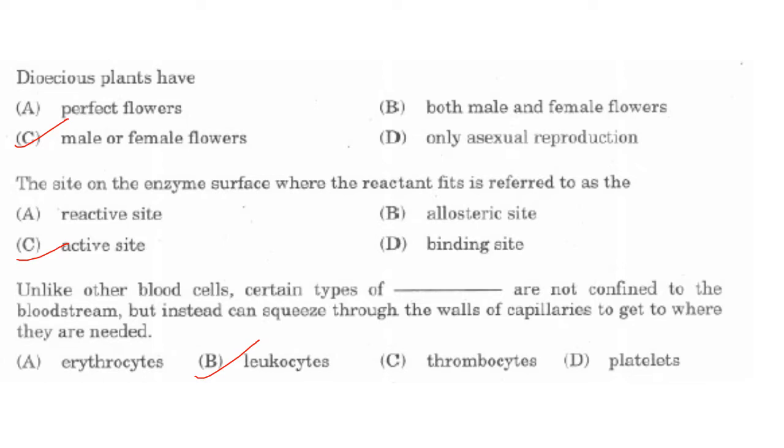Then next one. Unlike other blood cells, certain types of dash are not confined to the bloodstream but instead can squeeze through the walls of capillaries to get to where they are needed. Leukocytes. Unlike other blood cells, certain types of leukocytes are not confined to the bloodstream, but instead they can squeeze through the walls of the capillaries to where they are needed. So the answer is option B, leukocytes.